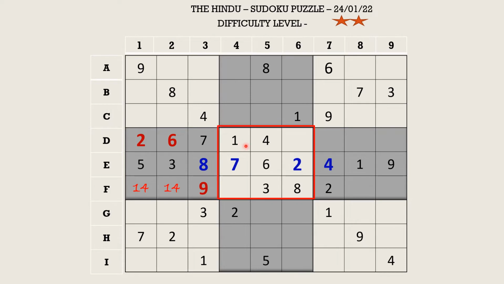In block 5, there are only 2 empty cells and the missing numbers are 5 and 9. There is a 9 in F row. So F4 takes 5 and D6 takes 9. In F row, there are only 2 missing numbers and the numbers are 6 and 7. There is a 7 in column 8. So F8 takes 6 and F9 takes 7.